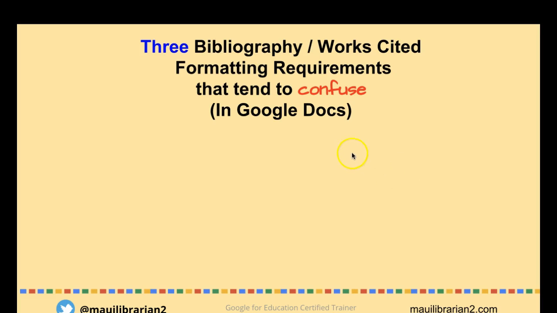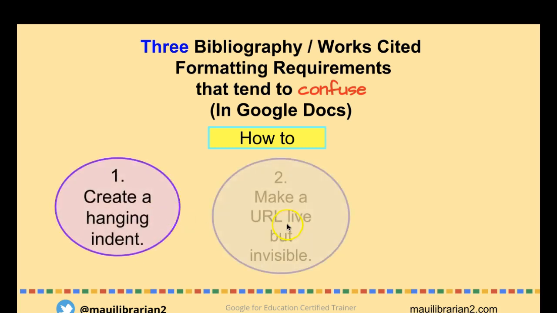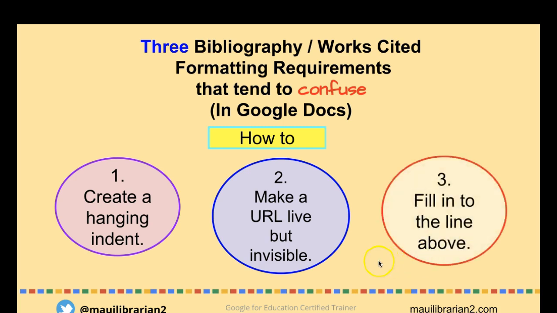There are three bibliography and works cited formatting requirements that tend to confuse in Google Docs. So today we're going to look at how to create a hanging indent, make a URL live but invisible, and fill into the line above. First, let's look at what each of these mean, and then we'll look at how to do them correctly.